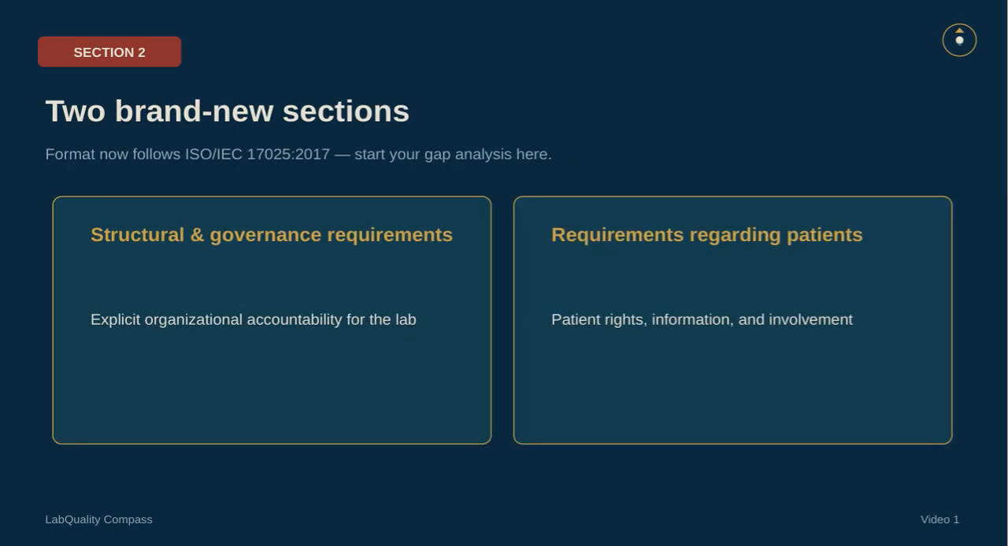Let's take a closer look at the Lab Quality Compass. This tool guides us through patient rights, ensuring information is clear and involvement is meaningful. It outlines key requirements for patients and holds the organization explicitly accountable for the lab's quality. Structural and governance elements are also covered. The format now aligns with ISO IEC 17025-2017, so this is the perfect place to begin your gap analysis. Plus, there are two brand new sections to explore in Section 2.